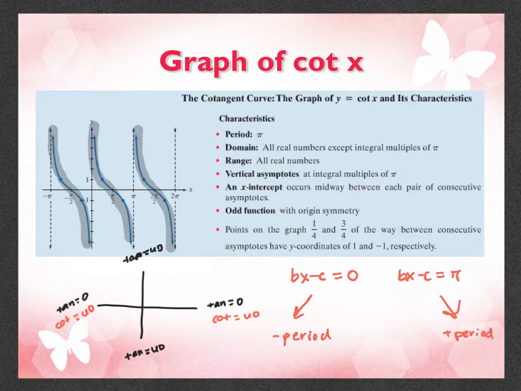You find your point halfway between. You do your quarter point, your 3/4 point. You do your amplitude. And then the difference between tangent and cotangent is I go up on the quarter point and down on the 3/4 point.